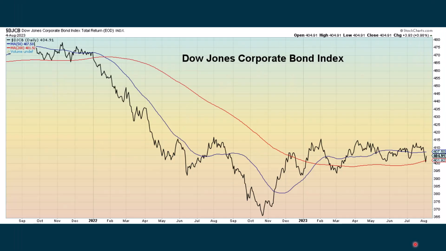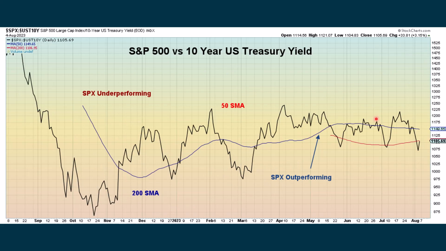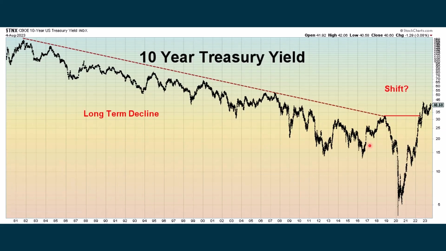The Dow Jones Corporate Bond Index has been chopping more or less sideways, but is still in an uptrend. The 10-year yield, we're coming back to this high and wondering, are we going to come down? Will we hit any of these fib retracement levels? Comparing the S&P to the 10-year Treasury yield, we're going sideways, but the S&P is still continuing to outperform. Looking at the long-term chart of the 10-year Treasury yield, where we saw for about 40 years a series of lower highs and lower lows, now we're starting to see things change a little bit.